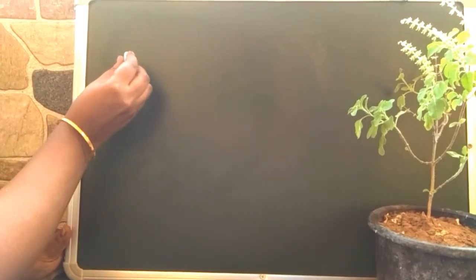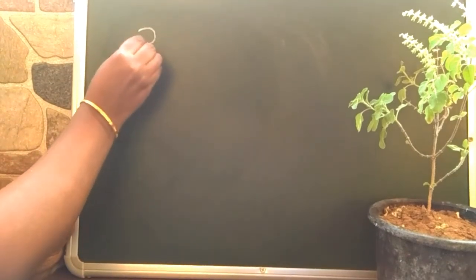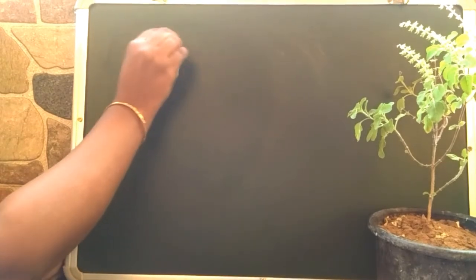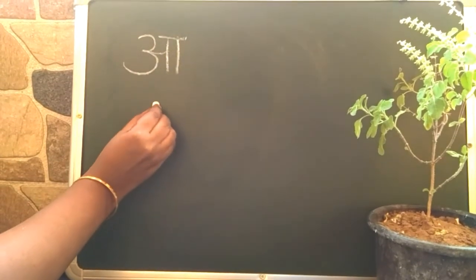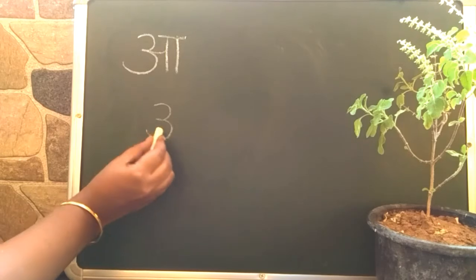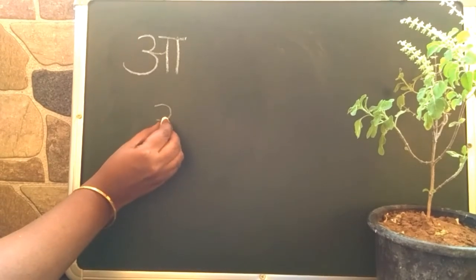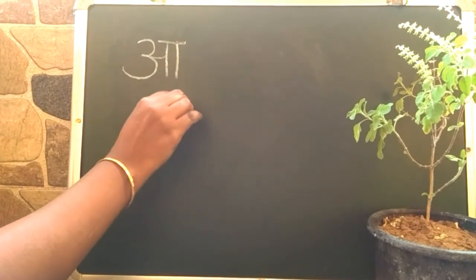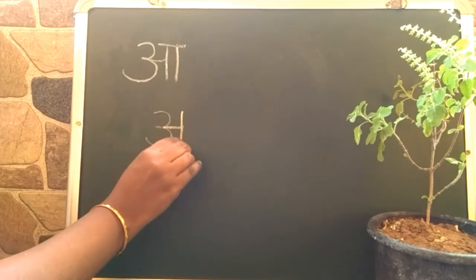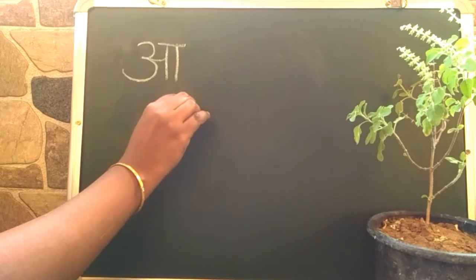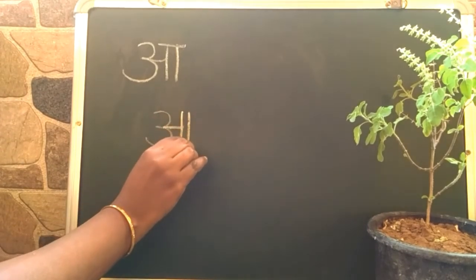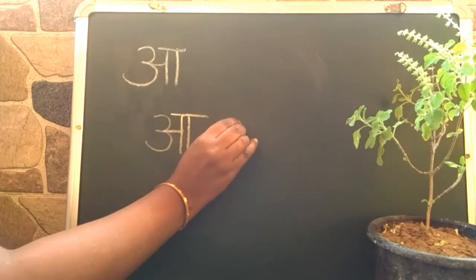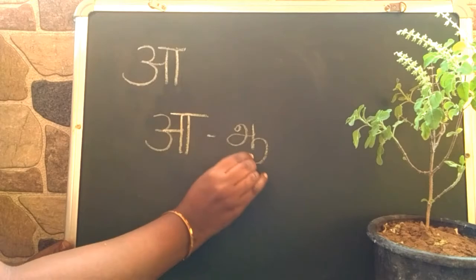Now, I will teach you how to write A. First, we have to write number 3. Then, draw a sleeping line from this middle and connected to that a standing line and one more standing line here. Finally, draw a sleeping line on the top. This is letter A.